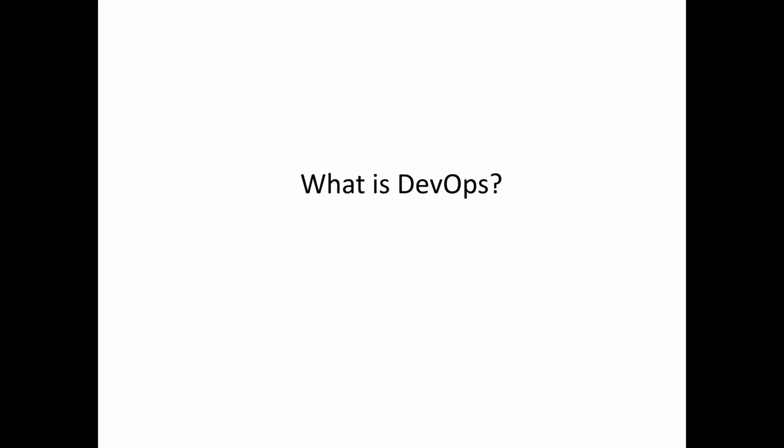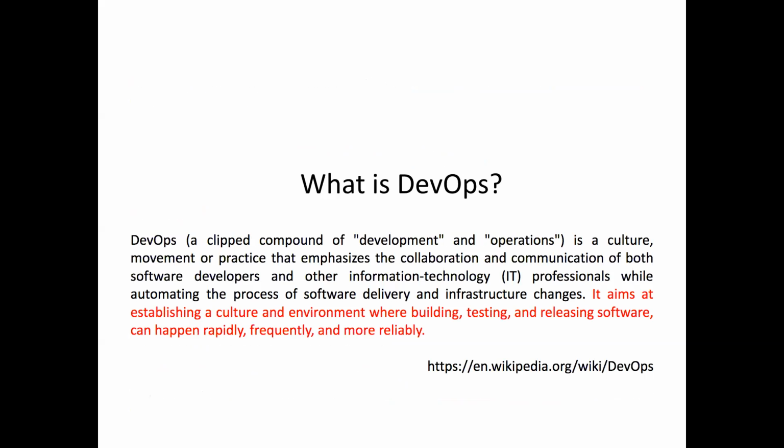Which sort of brings us to DevOps. So what is DevOps? Simple, right? DevOps is a particular type of IT operations directly in support of developers. That is the simplistic definition. There's a bigger one. It aims at establishing a culture and environment where building, testing, and releasing software can happen rapidly, frequently, and more reliably. Letting developers get that product out the door.